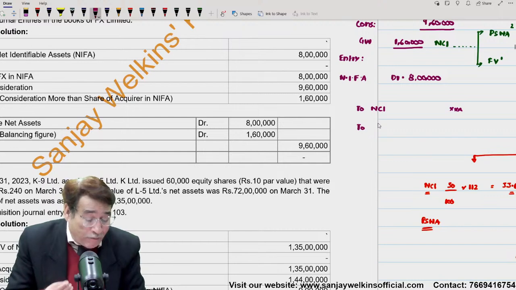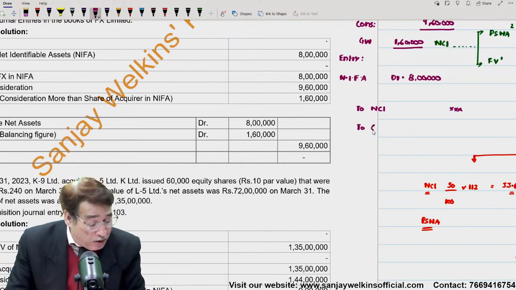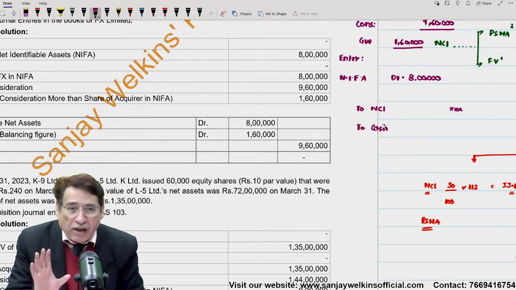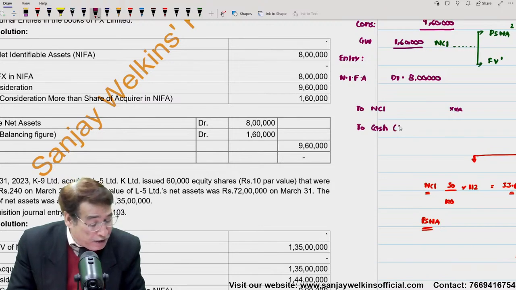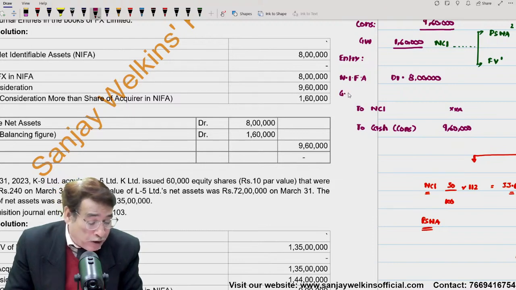So now we will have to write here. What should I write? Should I write to share capital or to cash? And in case you get confused, you can simply write consideration at least. Is it clear to you? In brackets, I am writing consideration. So this is the amount of consideration which we are paying, 9,60,000. Even through this particular entry, we can derive this figure. By taking the difference, we will again get goodwill, that is equal to 1,60,000. Is it clear to you?